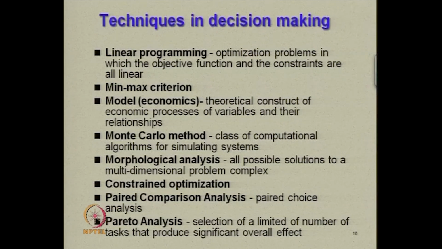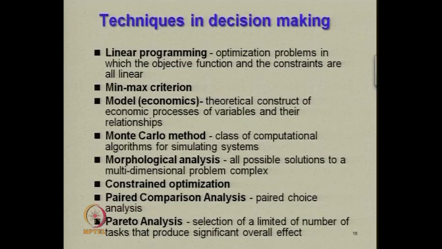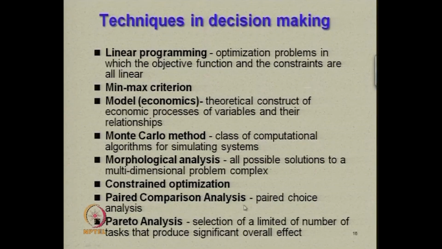Morphological analysis is used in situations where you have a possibility of creating new combinations. So, morphological analysis is used in open-ended situations. So, clearly techniques are available both for closed-ended problem solving and open-ended problem solving. There is the question of constrained optimization, paired comparison analysis, paired choice analysis, Pareto analysis, selection of a limited number of tasks that produce significant overall effect. Remember my discussion on quality movement, and we were talking there of Pareto.